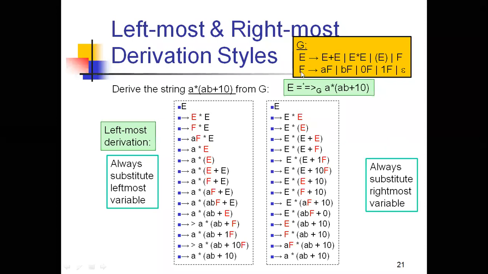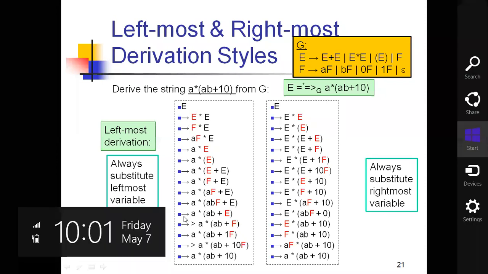Okay then. And please make a note of this example. I'm giving 5 minutes of time. Please make a note of this example. Put a heading leftmost and rightmost derivation and write down the grammar G, and write down the question, derive the string A star of AB plus 10 from G. Then put a heading leftmost derivation and make a note of these things. Always substitute leftmost variables, and put a heading rightmost derivation, and there you make a note, always substitute at rightmost variables. Then please show the derivation like this.